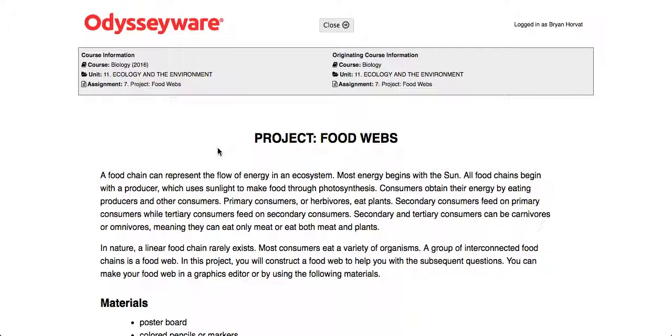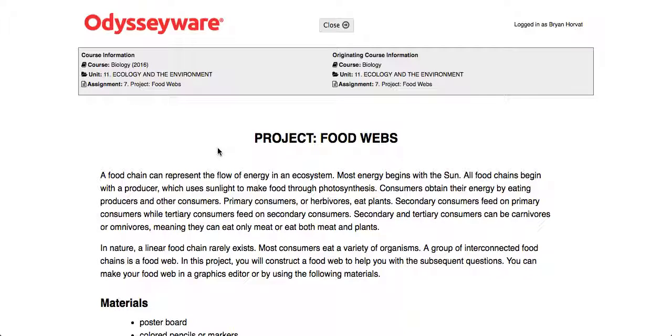In nature, though, when you look at it from a large scale, macro ecological view, linear food chains very rarely exist. Why? Because they're not practical. Most consumers in ecosystems eat a variety of living things because they have to. They have to be able to survive. So a group of interconnected food chains essentially is what we call a food web.